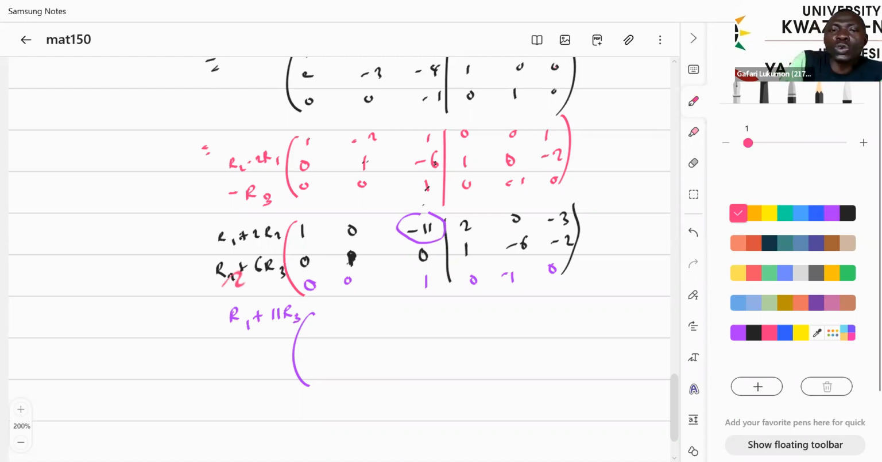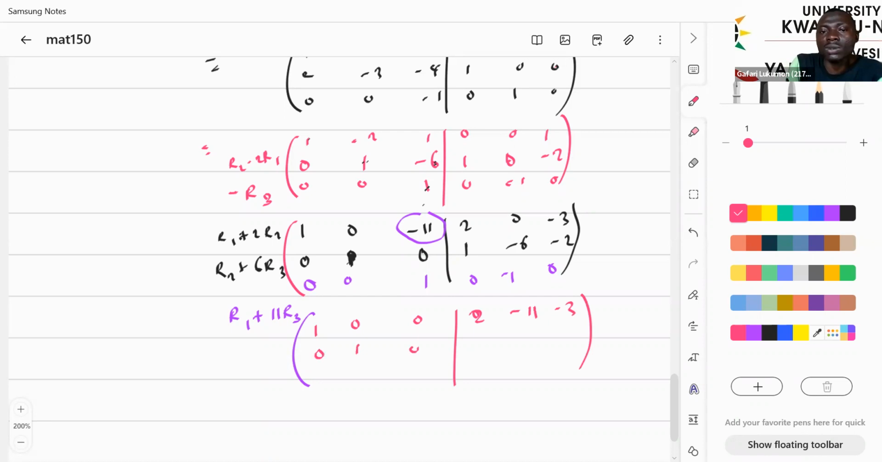So if you now apply the rule, then I'm going to have 1 plus 11 times 0, that is 1. 0, then -11 plus 11, that will also be 0. 2 plus 0, that's going to be 2. Then 0 minus 11, that is -11. Then -3 minus 0, that will give me -3. Then you can write the rest 0, 1, 0, 0, 0, 1.